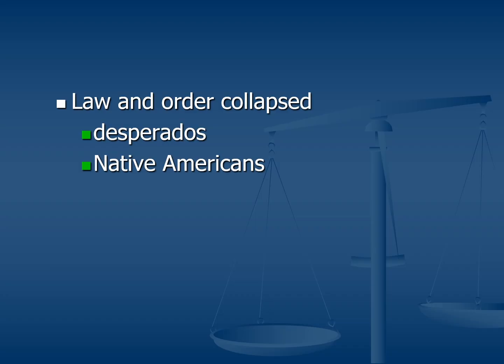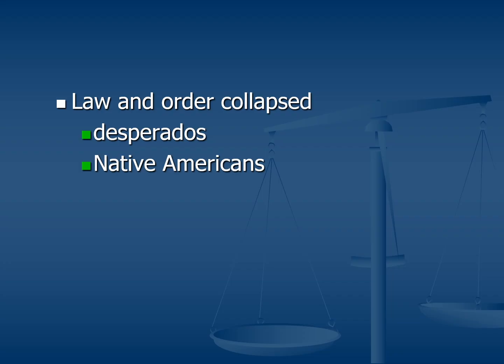Because E.J. Davis was so corrupt, government kind of collapsed, and law and order kind of collapsed. So what happened is that because there was no civil order, a lot of these desperados, banditos, whatever you want to call them, Native Americans, came in and started stirring things up, and it became like the wild, wild west here in Texas.